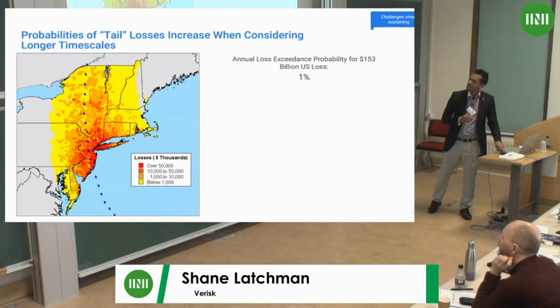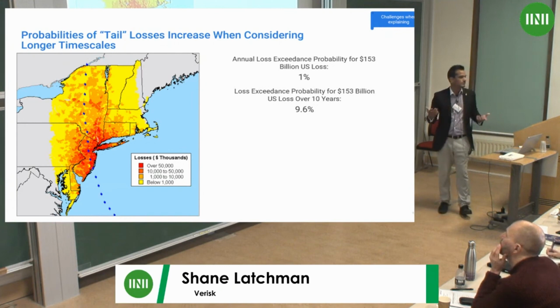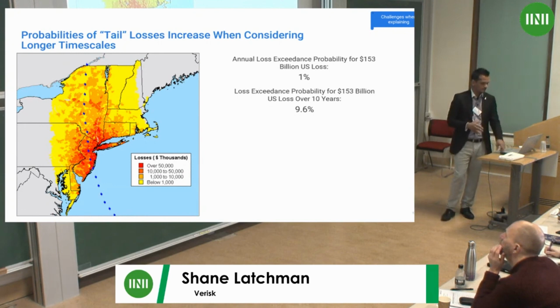In terms of tail losses, I'm going to do three or four examples of what I mentioned before. As I said, the insurance industry thinks over 1 year. So if you think, well, I have a 153 billion US dollar loss, that's a 1% exceedance probability. But you're just thinking about 1 year. What about if you compound it over 10 years? You're getting about 10% exceedance probability. So that's an important thing in terms of framing.